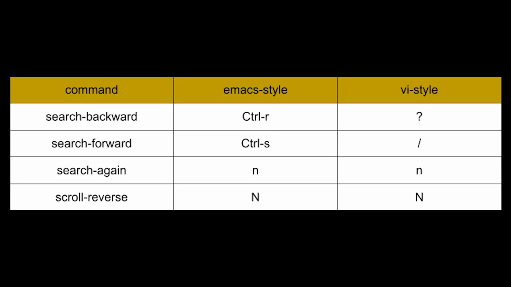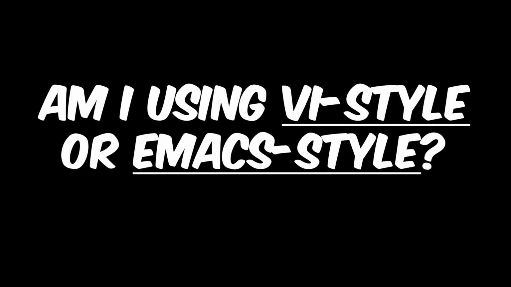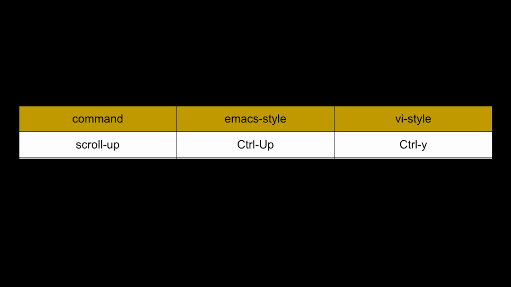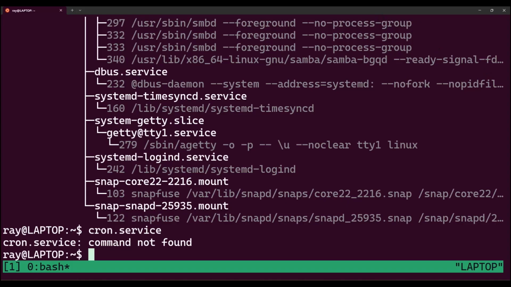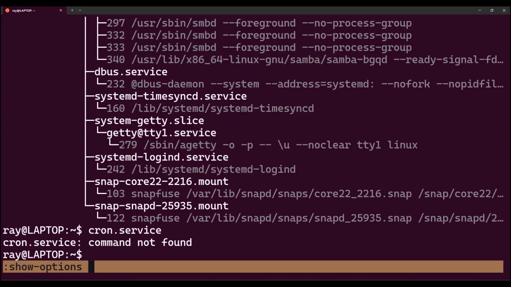Same thing for searching and selecting and copying text for our paste buffers. Now you might be asking, how do I know which style I'm actually using at the moment? A quick way to test is if Control up or Control Y scrolls your history up. But a more precise way is with the TMUX command show options. Make sure to use the global flag, and we want to view the option Mode Keys, which is a Windows option.